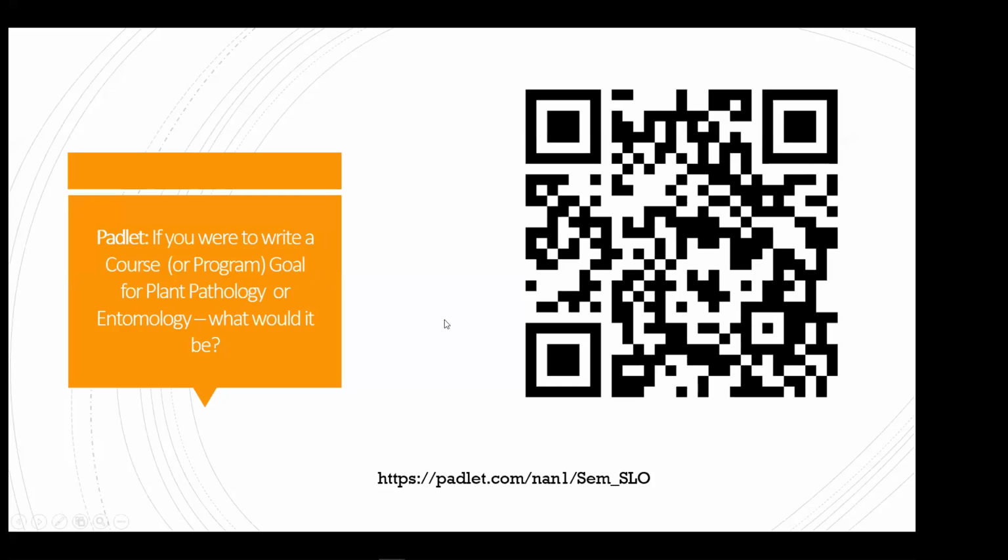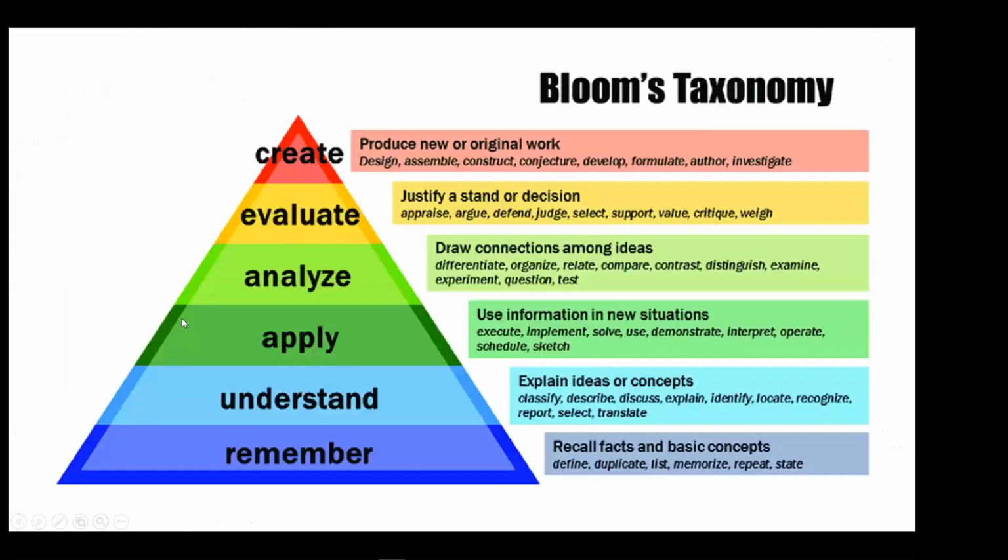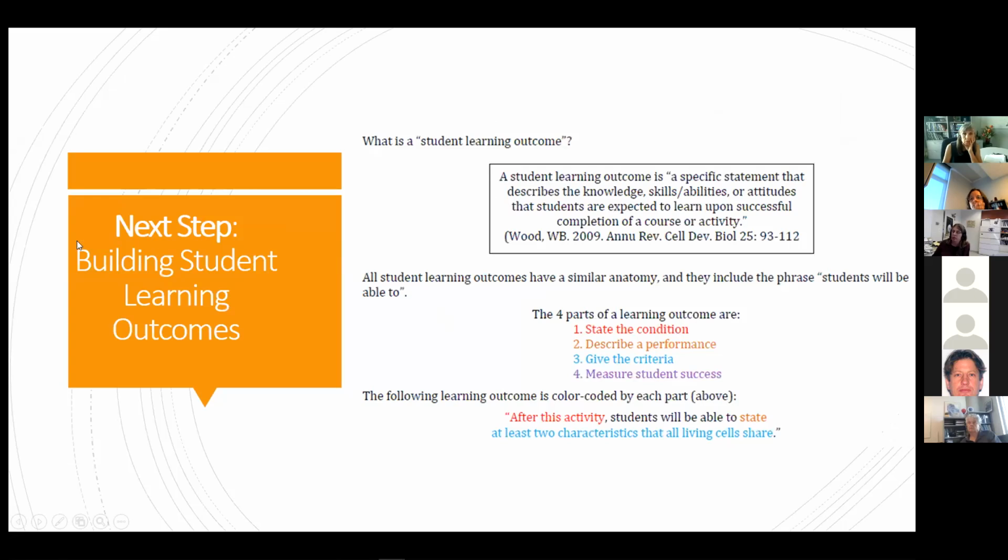All right, so we were here with a goal for plant pathology or entomology. So the next step, and we have a really wide variety of goals. Oh, wrong thing. The next thing is to build learning outcomes. And remember, I just said that the thing that makes learning outcomes different than learning goals is that learning outcomes are measurable. There's 4 parts to a well-written learning outcome.